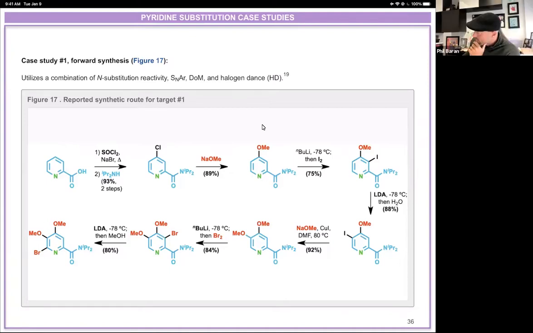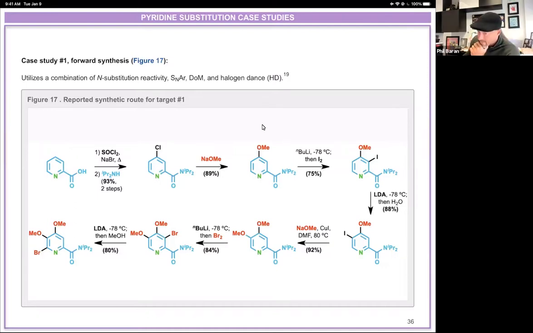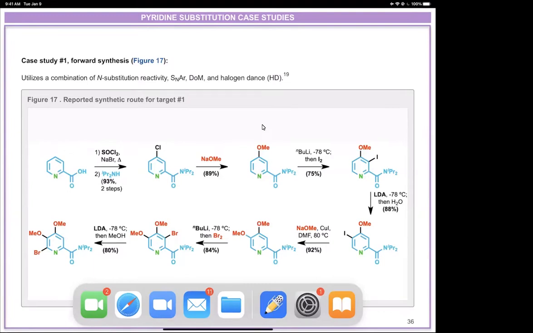I don't believe you get N-chloro. I believe you're getting an N-sulfur adduct. Okay, that's what happened. Yes. But basically it's an X, with X being some kind of leaving group. Correct. Exactly. Thanks. Great question.